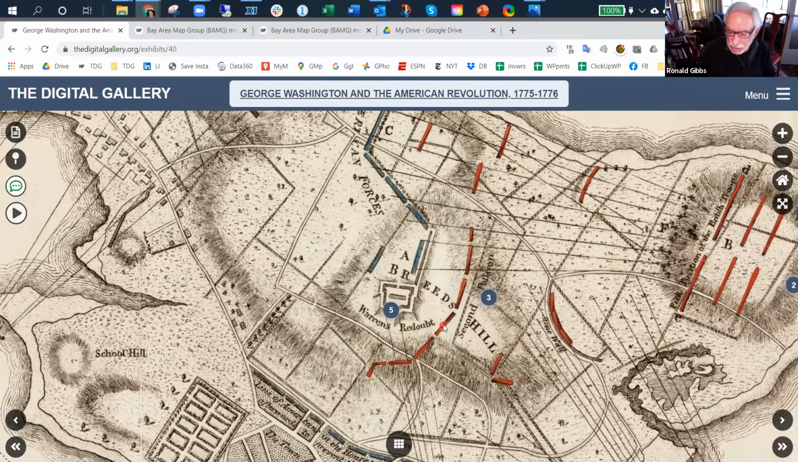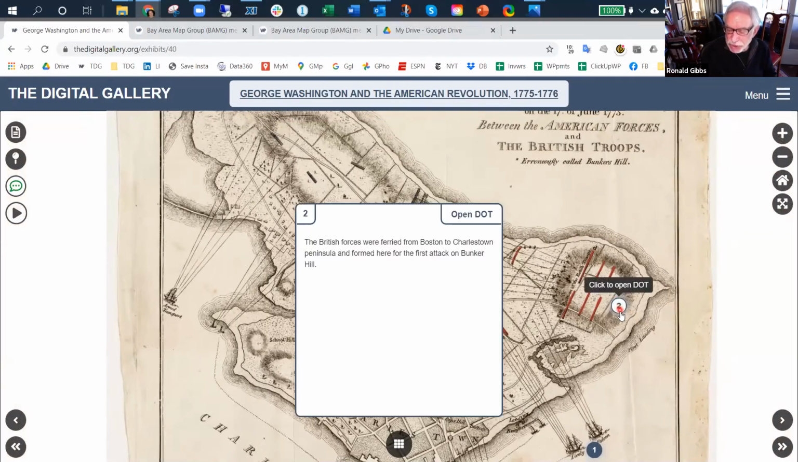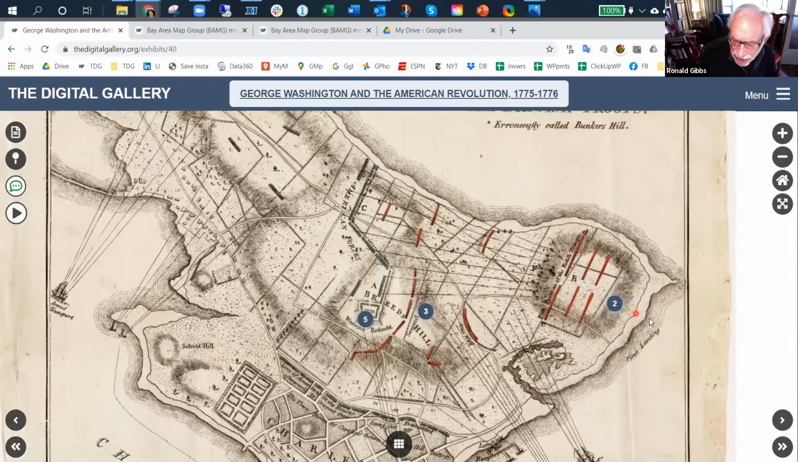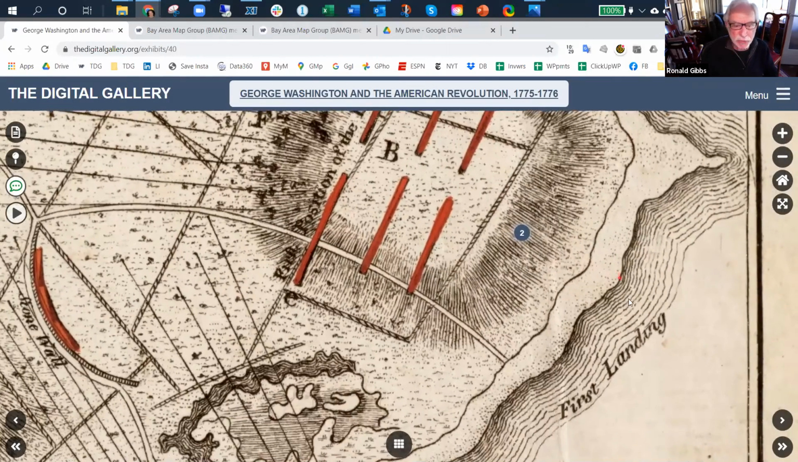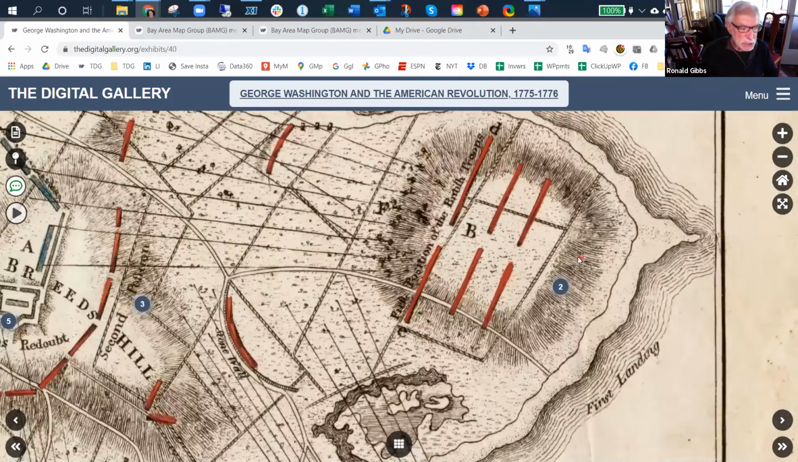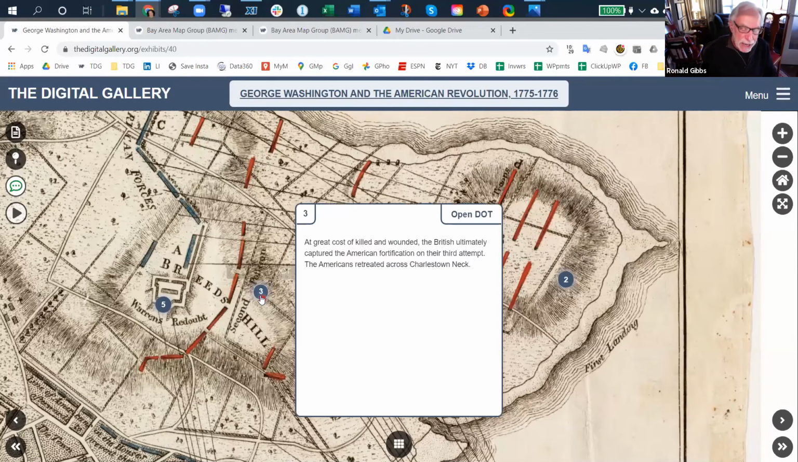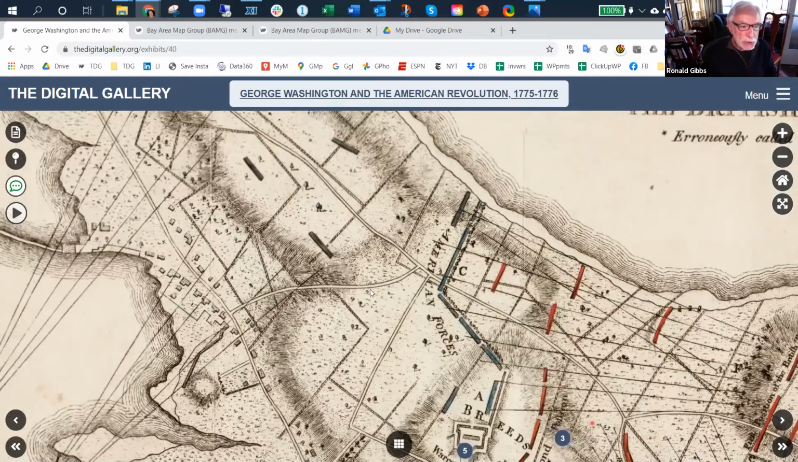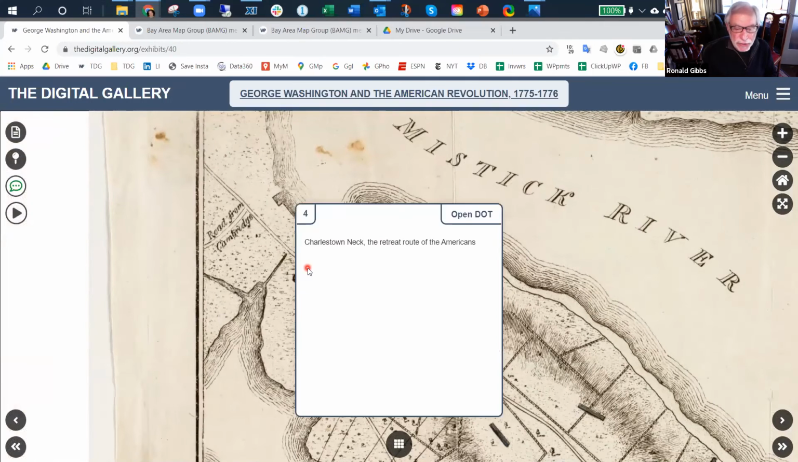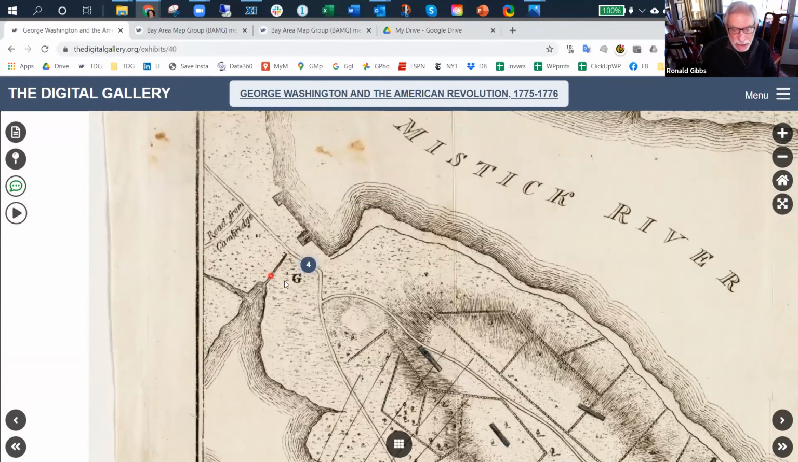Now, dot number 2, Tom, this is where the British make their landing. The map is graphically presented with the British positions in red and the American positions in blue. And dot number 3 shows the eventual success of the British in capturing the American positions, but it's only on the 3rd British assault when the American ammunition runs out. Dot number 4 shows the escape route of the Americans off the Charlestown Peninsula.